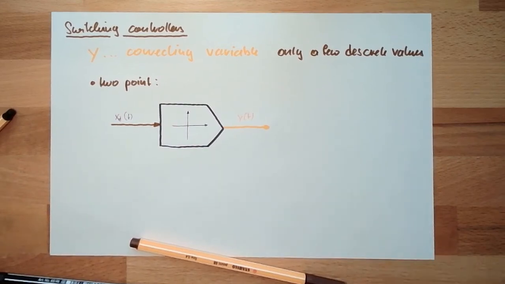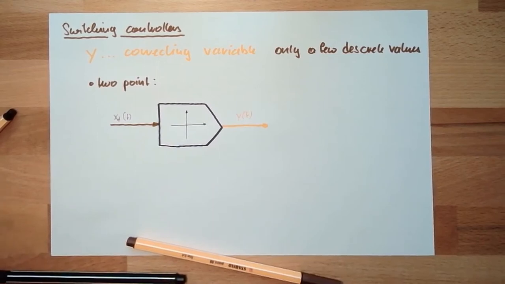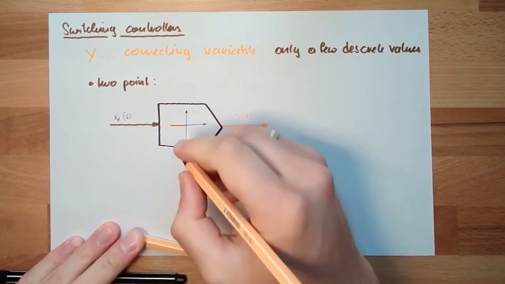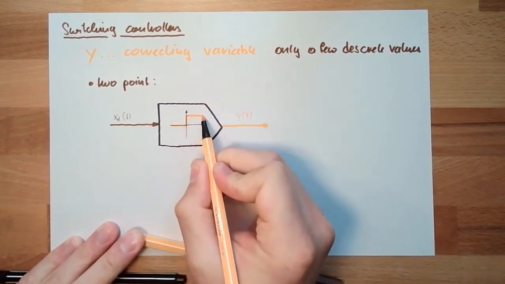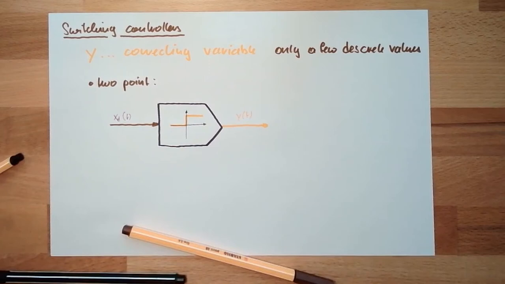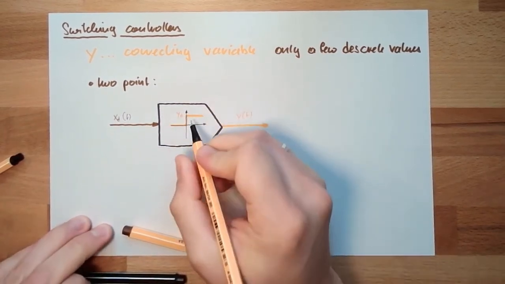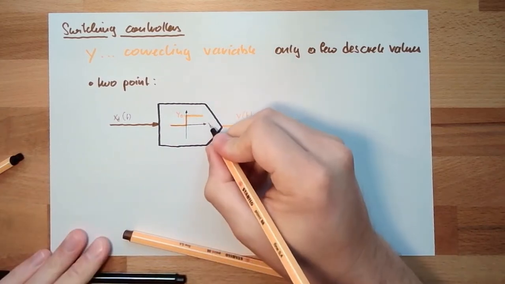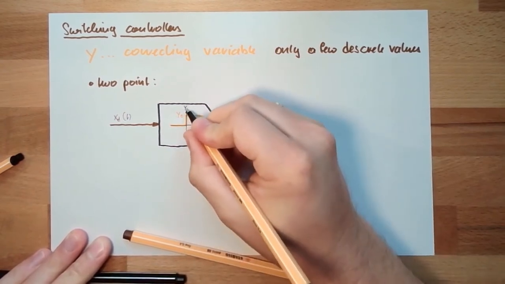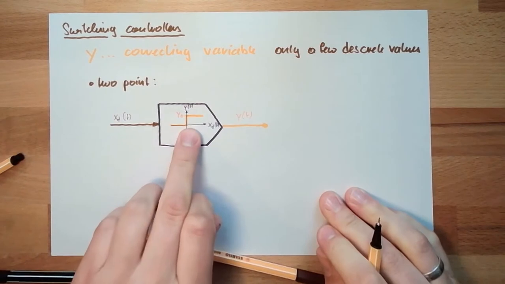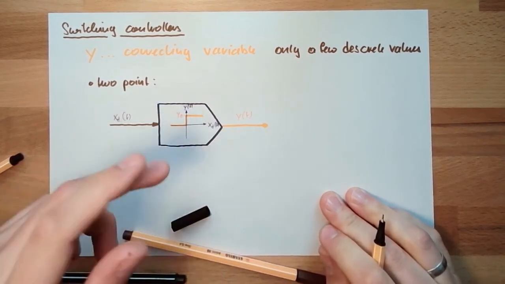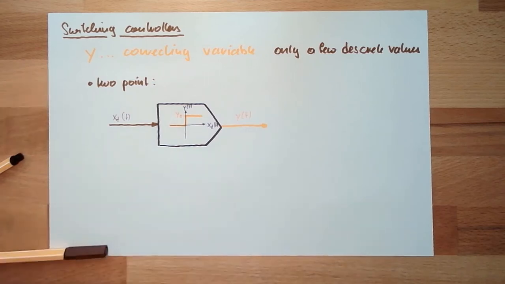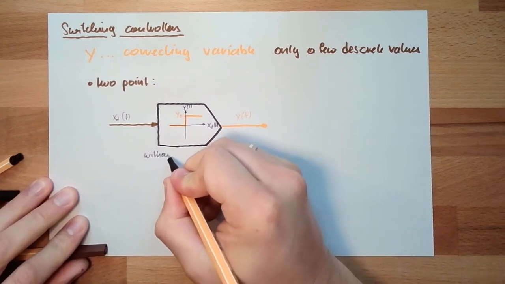If the difference is 0 or below, the output is 0. I will draw it in orange, maybe better. So if the difference is 0 or below, the output is 0. And then we are switching to 100% or to a certain value. Usually everything we've got. Okay? So here, that's XD, the difference. And here, that's Y. Every time XD is getting positive, switch on. Every time XD is getting negative, turn off. That's it. This is a two-point controller without hysteresis.